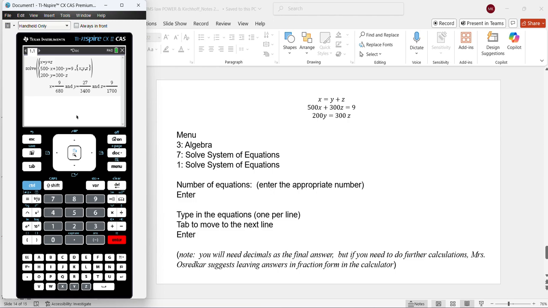All you would need to do is then individually convert them into decimal answers, but if you're going to use these currents to solve for something later, like either the voltage or the power, I would suggest leaving them as a fraction in your calculator.